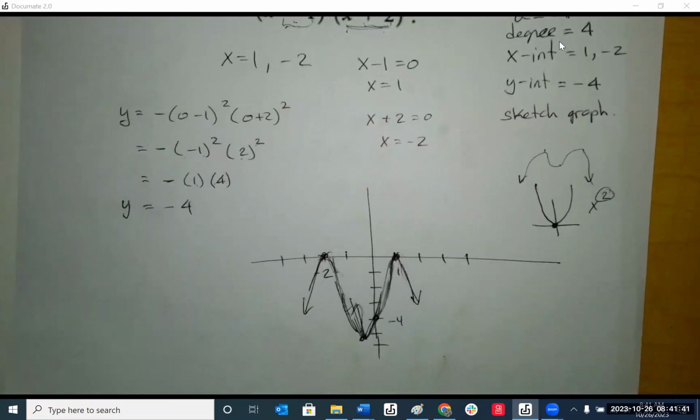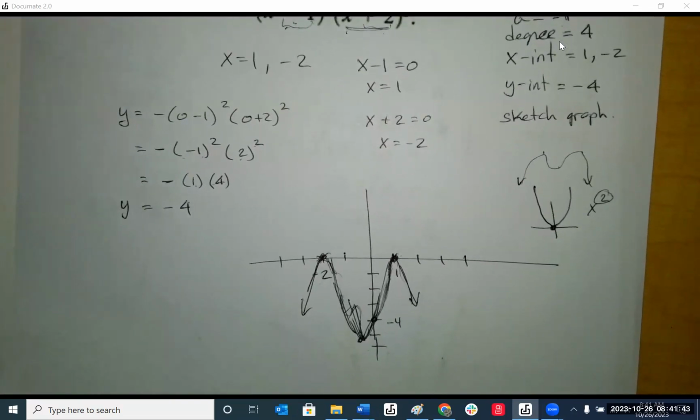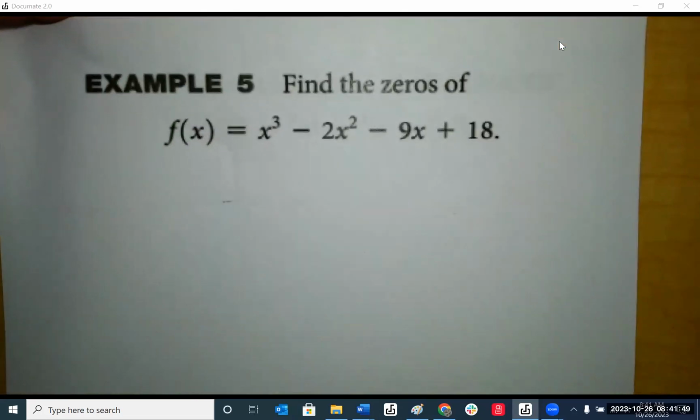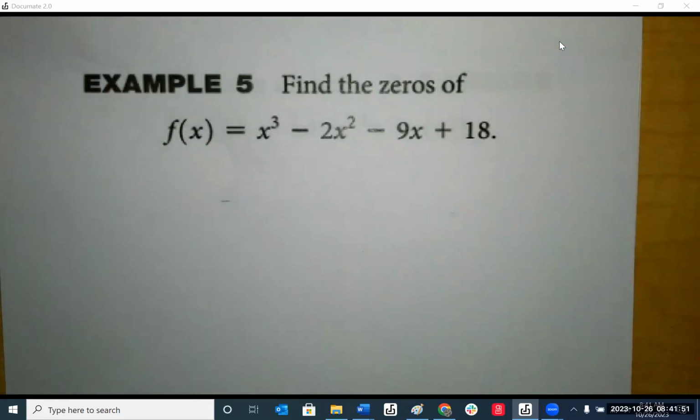All right, let's look at example 5. Find the zeros. Uh-oh, it doesn't factor for us. So let's talk about this part now.